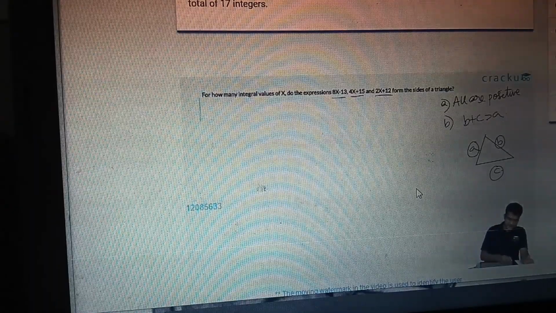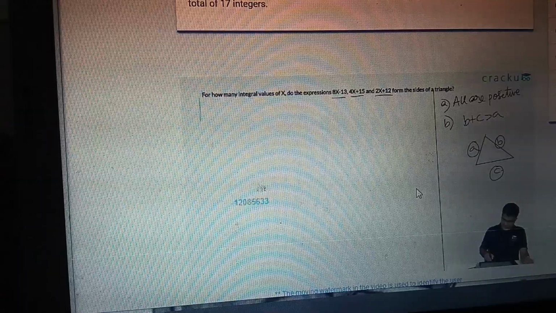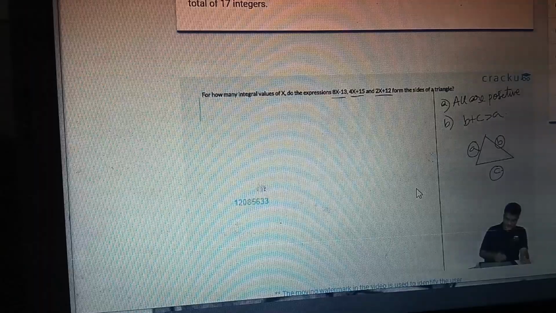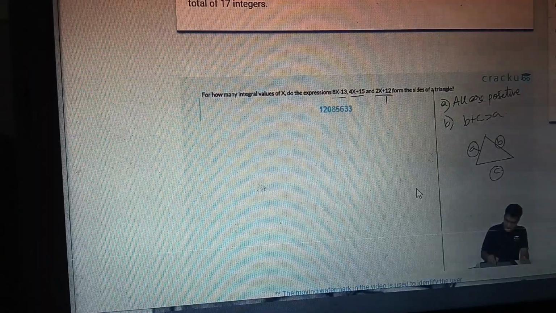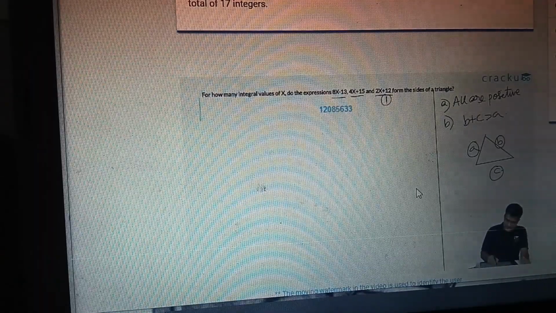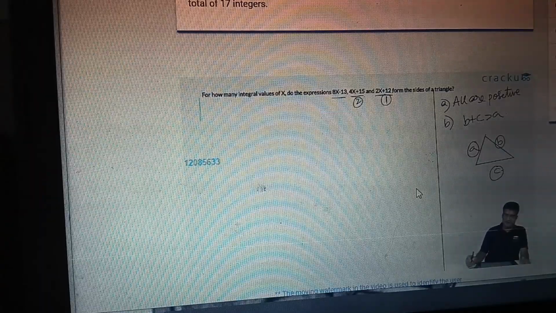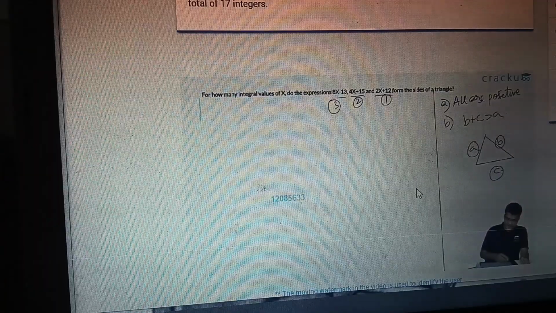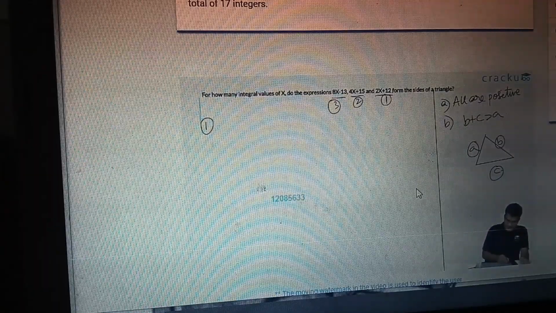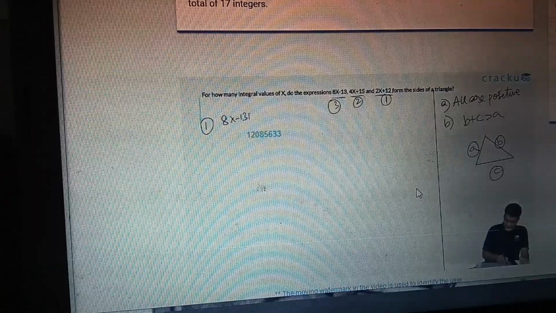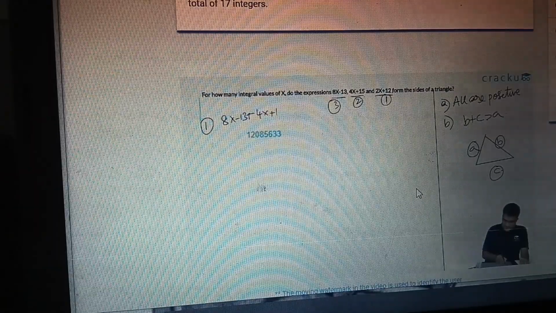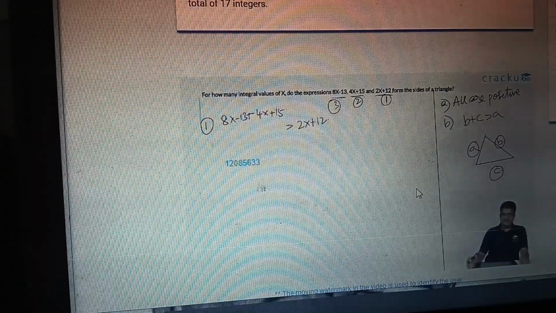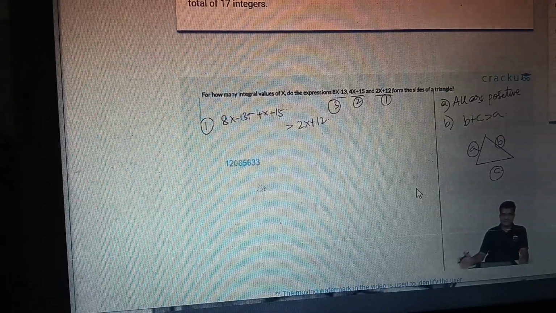So over here we have to consider three cases. The first one is that all of them have to be positive, we'll figure out the cases. The second is if 2x plus 12 is the largest side, the next is that 4x plus 15 is the largest side, and the third is when 8x minus 13 is the largest side. Essentially what we are saying is, in the first case, 8x minus 13 plus 4x plus 15 has to be greater than 2x plus 12. That is, the sum of one pair of sides is greater than the third side.